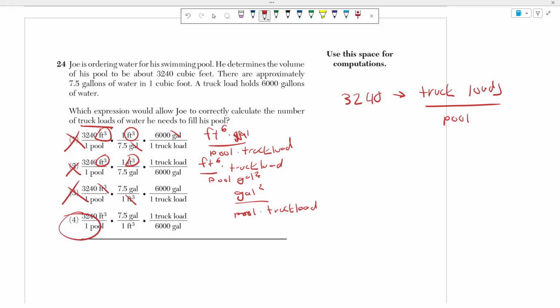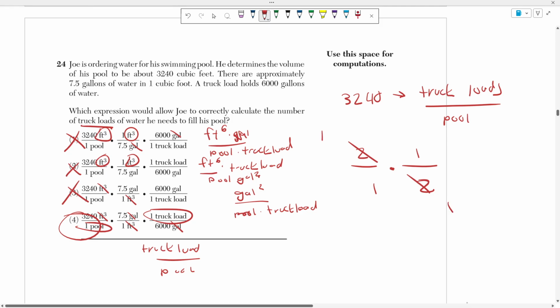Notice here, they have feet cubed in the top, feet cubed in the bottom, so those two cancel out. They have gallons in the top, gallons in the bottom, and the only units that survive are truckloads per pool, which is what I wanted to find in the first place. So another cool trick with this is whenever you have the same number in the numerator and the denominator that are across from one another, you can just cancel them out and turn them into 1, or pretend like they don't exist there. So that's what we're doing here with the units. The same thing can be done with units. If you have feet in the numerator and feet in the denominator, you can cancel them out and turn them just into 1. So you're getting rid of the letters.